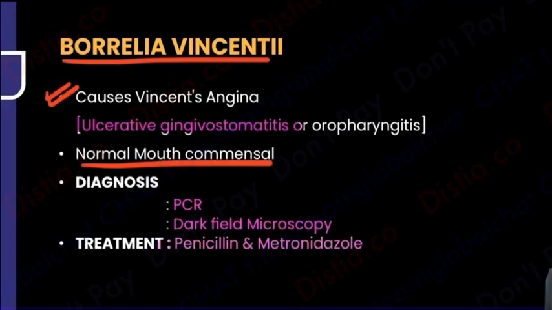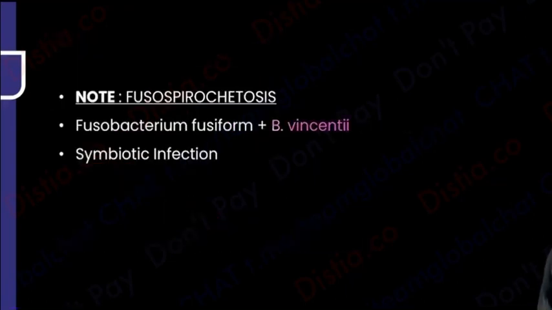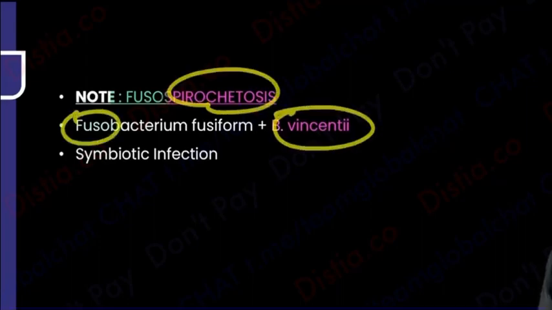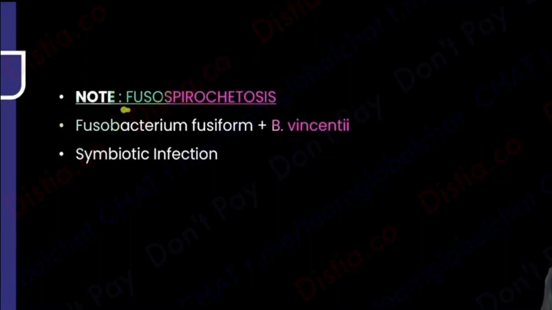Now I want to ask you, does Borrelia vincentii, that is a spirochete, have a symbiotic relationship with Fusobacterium? Yes. So what do you call it? See, Borrelia vincentii is a spirochete, and Fusobacterium is the fusiform one, so together they are known as fusospirochetosis. That tends to occur as a symbiotic relationship. At the max, everyone will know Fusobacterium, they can just ask you which spirochete. So you need to know it is Borrelia vincentii. So where are we, guys? Treponema done, Borrelia done.